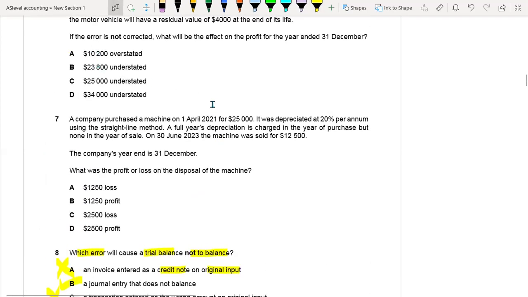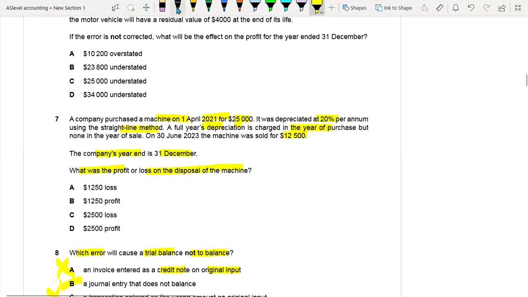Okay. So let's see the other question. Question number 7. A company purchased a machine on 1st April 2021 for 25,000. It was depreciated at 20% per annum using the straight line method. A full year depreciation is charged in the year of purchase but none in the year of sale. On 30th June 2023, the machine was sold for 12,500. The company's year ended on 31st December. So what was the profit or loss on the disposal of the machine?